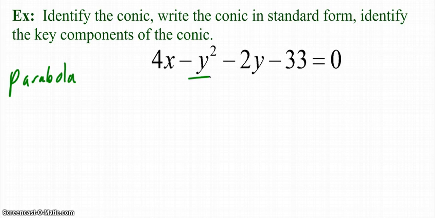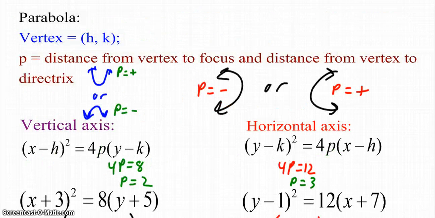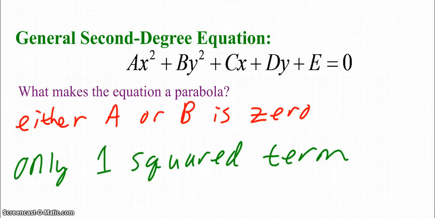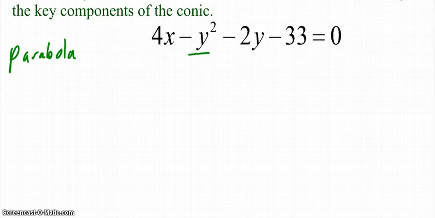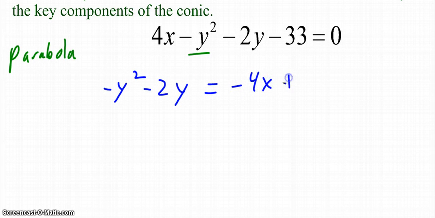So, what do I do? Well, the first thing I want to do is identify this was a y squared. So that tells me right away this is going to be a horizontal axis. So I'm trying to get this to look like this equation. So I'm going to isolate the y terms. If this was an x squared, I would isolate the x terms. So we will do -y squared minus 2y equals -4x plus 33.